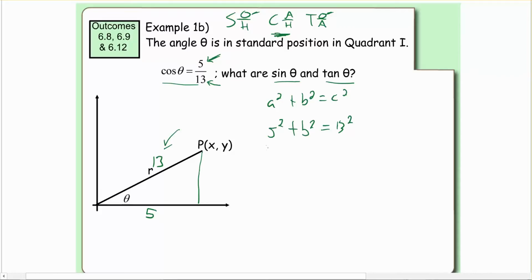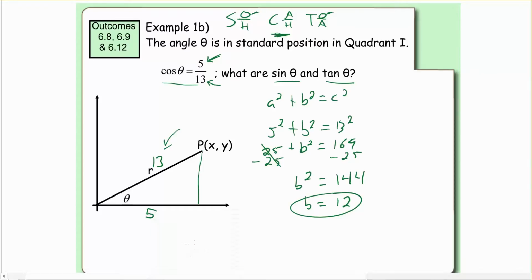Okay, so 5 squared, that's 25. I'll leave that as b squared. Is equal to 13 squared is 169. Okay, so what you've got to do, remember, is just subtract 25 from both sides. So we've got b squared is equal to 144. So then square root of that, b is equal to, is that 12? Yeah. So b is equal to 12. Okay, so our y value here now, so up and down to the opposite side, that's going to be 12.